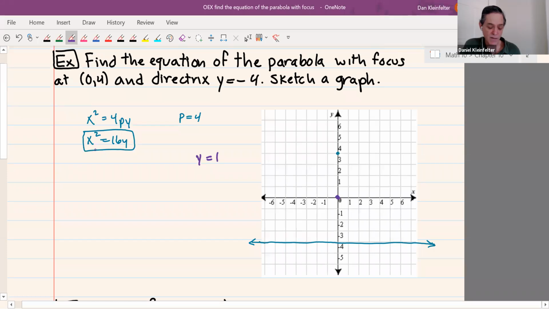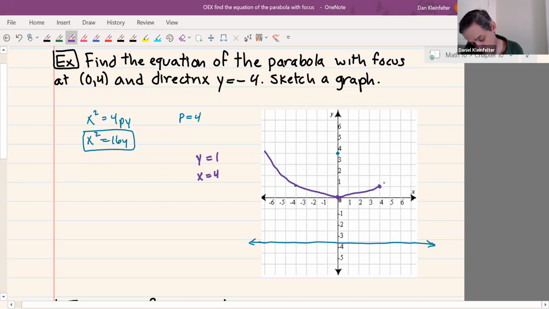The left side, we could make that 16 also by choosing x to be 4. Okay, so the point 4, 1 should be on the graph. Okay, so if we go 4, 1, that's on the graph, and then also -4, 1 should be on the graph.